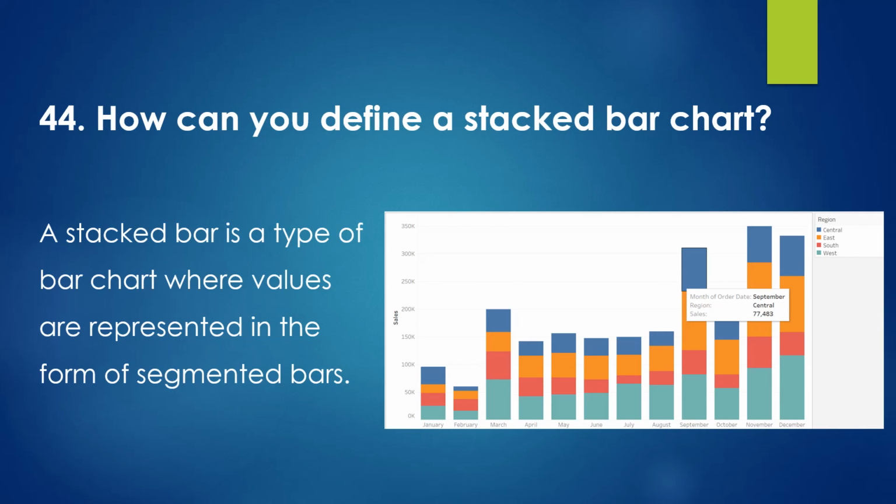How can you define a stacked bar chart? As you can see here in this image, we have the different sales in each month. And as you can see, for each month, we have a bar. And this bar is divided into different categories or into different segments. And as you can see in the legend, each color represents a region. So a stacked bar is a type of bar chart where values are represented in the form of segmented bars.